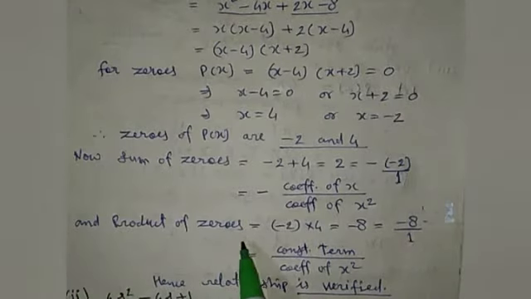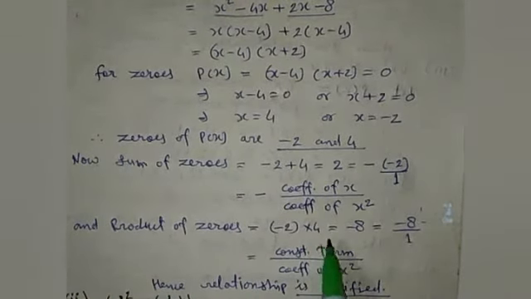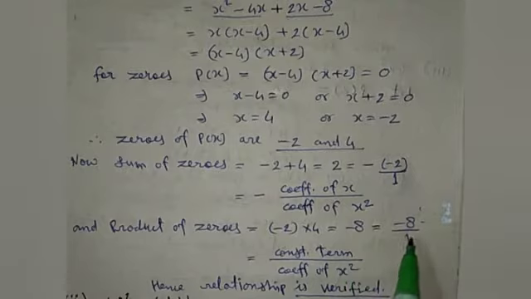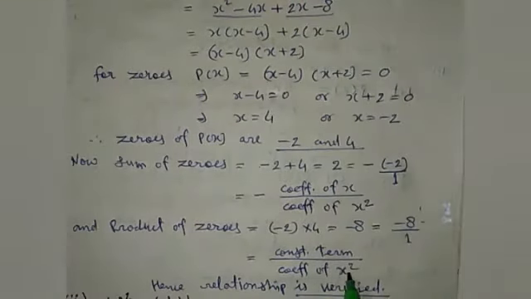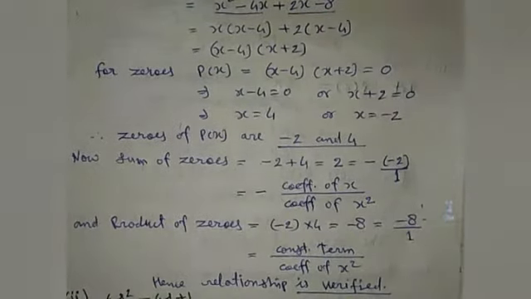Now the product of zeros means minus 2 into 4, that is equal to minus 8. It can be written in the form of minus 8 upon 1, and it is equal to the constant term, minus 8, divided by the coefficient of x square. Hence both relationships are verified.